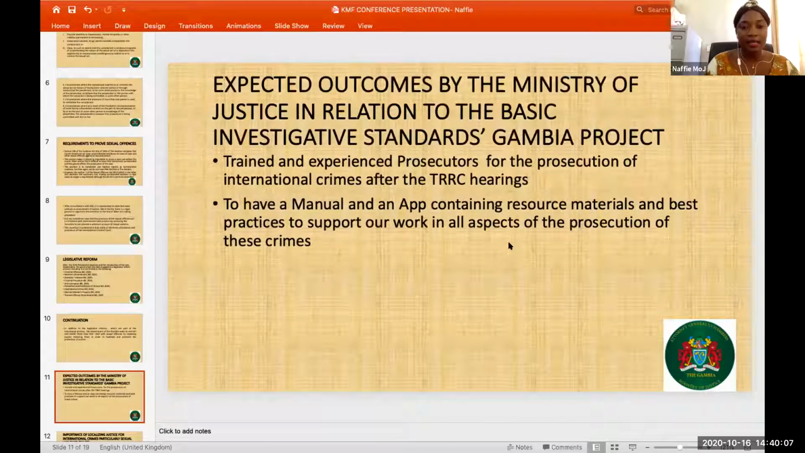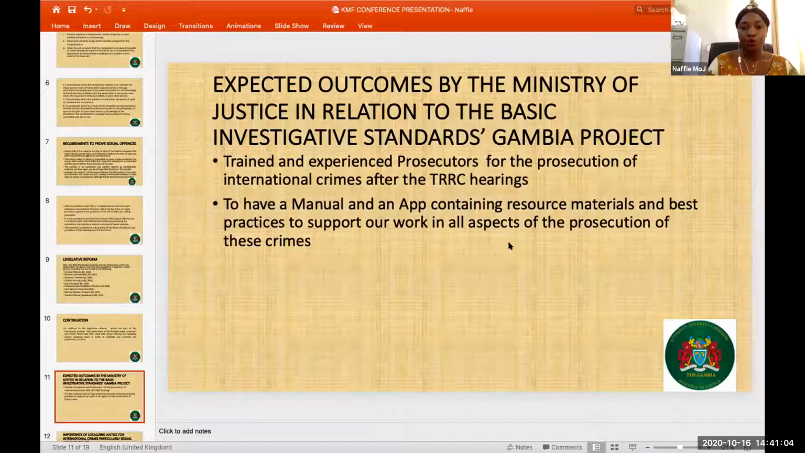Yeah. So the next slide is expected outcomes by the Ministry of Justice in relation to the Basic Investigative Standards Gambia project. As I've stated, we've been working closely with GRC, and we've been having a lot of meetings, and we're currently undergoing a training which we should conclude by Monday. So what the Ministry of Justice expects is to have trained and experienced prosecutors for the prosecution of international crimes after the TRRC, and hopefully by then the National Assembly would have also passed the International Crimes Bill. That would really help, and with that we could even have international persons or judges come within the jurisdiction by the act, and then we could have probably hybrid courts. These are things that are possible and could happen when this bill is passed or accepted by the Assembly.